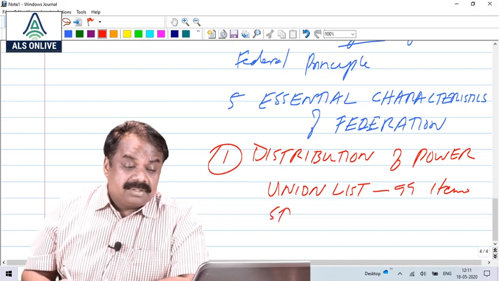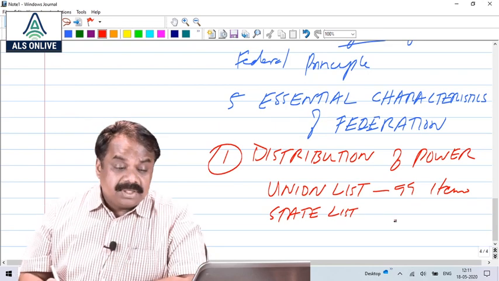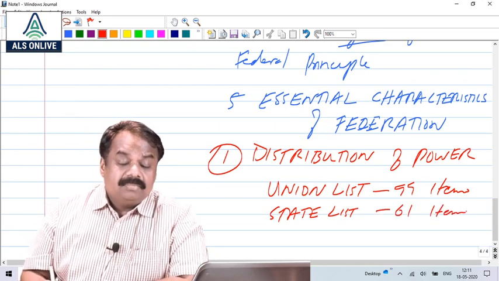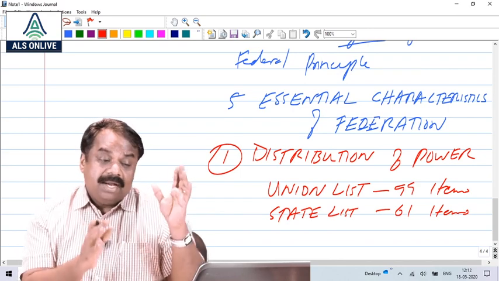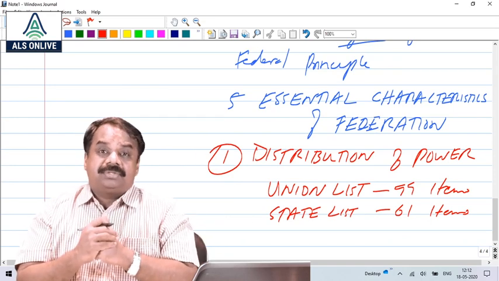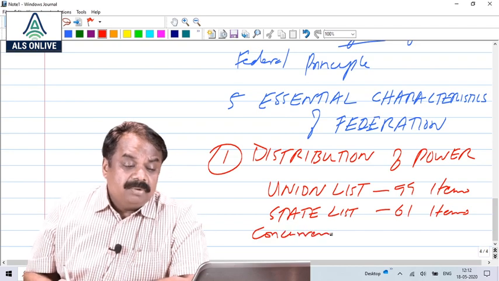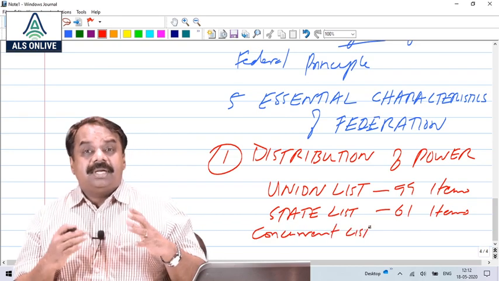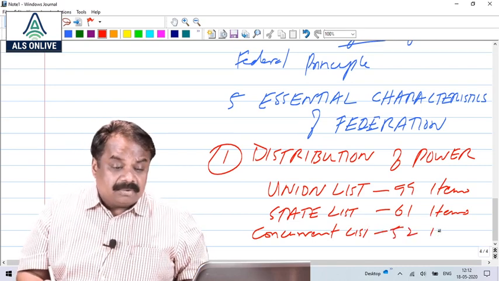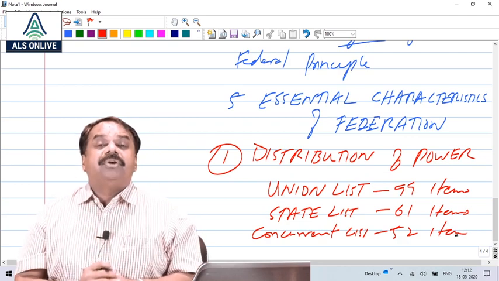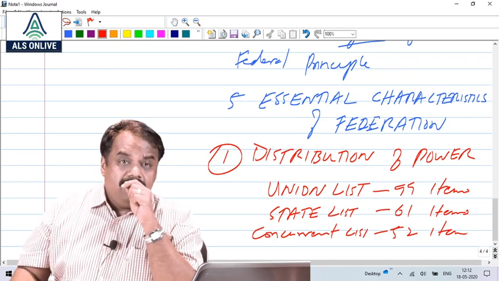Then they have the state list. That means exclusively given to the states. That is 61 items. For example, in the union list, defense, foreign affairs. So, it is exclusively with the union. Similarly, for the state list. And in India, we also have a list called the concurrent list. We will be elaborately studying this. So, the concurrent list is the list where both center and the states can legislate. There are 52 items right now. So, there is a clear cut distribution of power between the center and the states. So, that is the first characteristic of the federation.